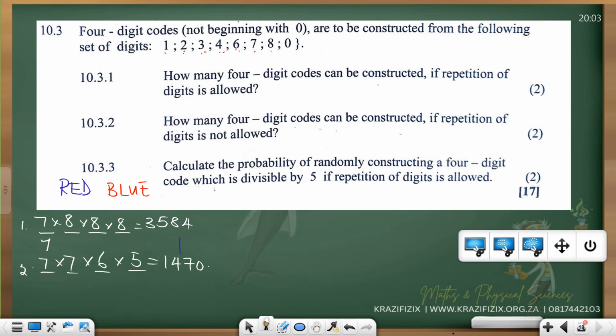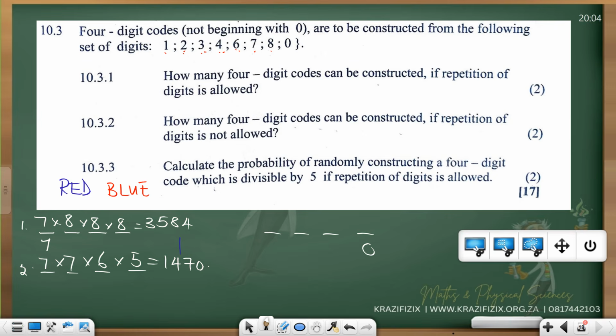Calculate the probability. Remove that word first. Of randomly constructing a 4-digit number which is divisible by 5 if repetition of digit is allowed. Wait, look at this. If it has to be divisible by 5, it can only end with 0. There's no 5. But then they said repetition of digits is allowed. But still, I cannot start with a 0.